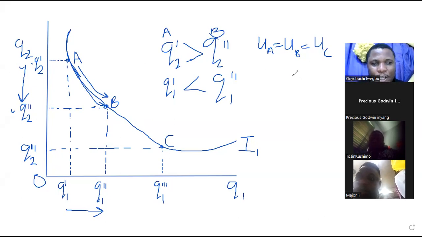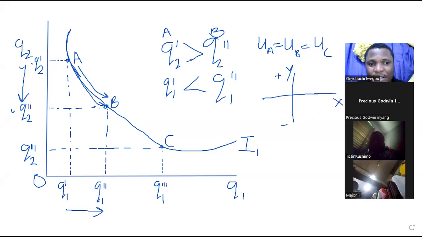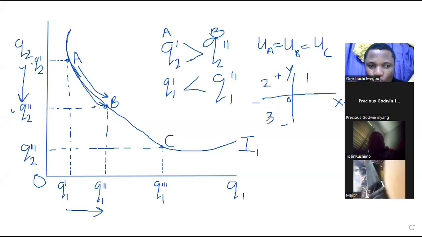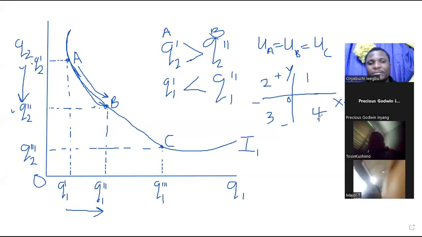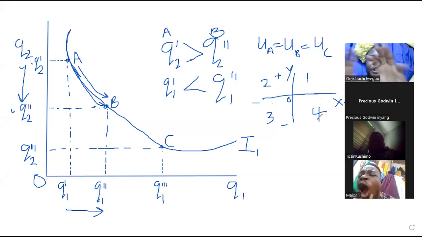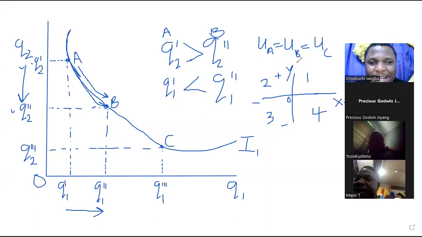What do I mean? You remember in maths, these are our quadrants where you have the y-axis. This is the x-axis. If you remember in your maths, this side is the positive, this side is the negative. This side is the positive, this side is the negative. This is my point of origin, 0. This is my first quadrant, this is my second quadrant, this is my third quadrant, this is my fourth quadrant. The first property of my indifference curve is that it is established on the first quadrant. That means my indifference curve is established on this first part.